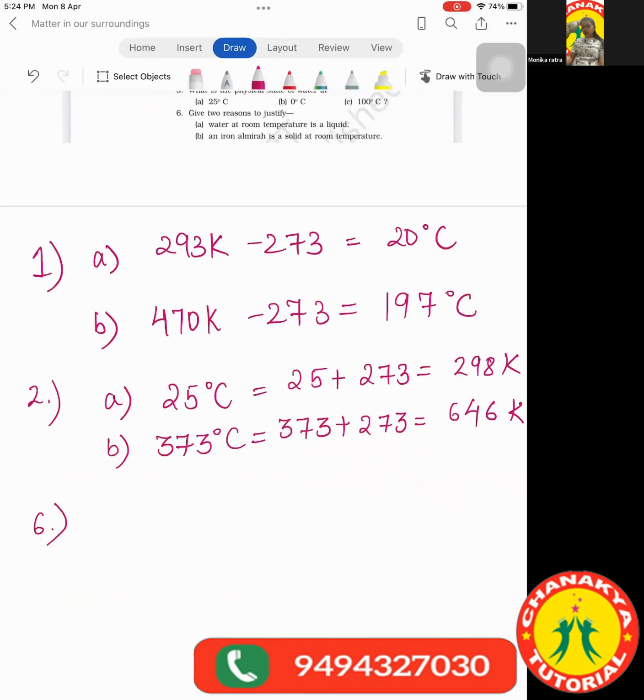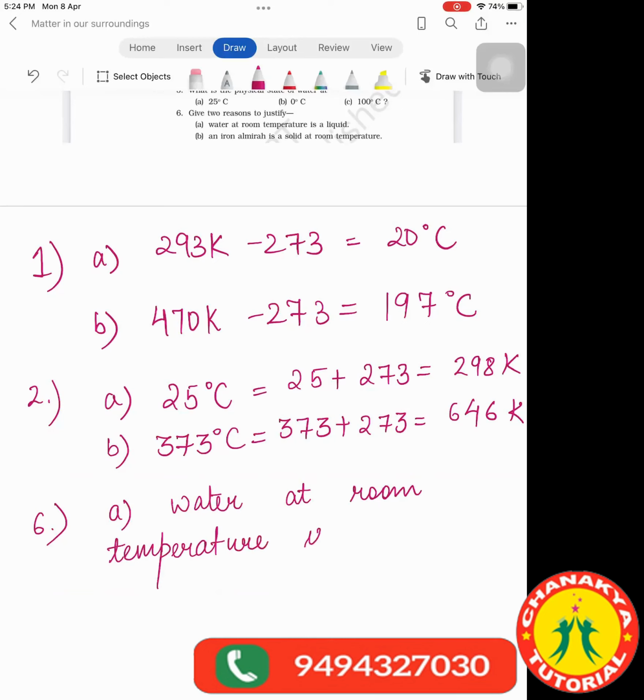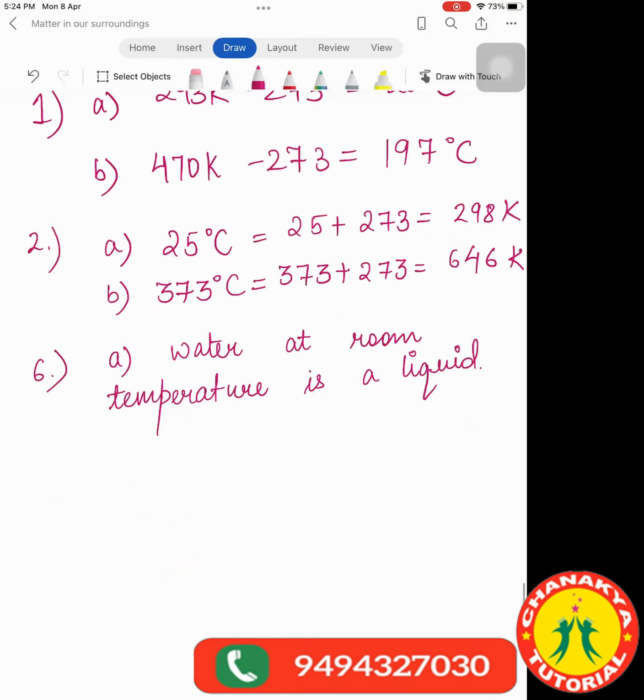And then I gave questions. That was question number 6. The first question was, give 2 reasons how you can say water at room temperature is a liquid. Yukta, are you there in the class? Yes, ma'am. You tell me the answer. Just a minute. Basically, you have to tell any 2 properties of liquid. So what could be the property of the liquid?